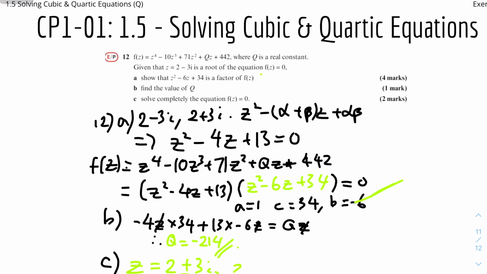And I'm just going to save some time by typing it into my calculator. So the coefficient of z squared is 1, the coefficient of z is minus 6, and the independent term is 34. Therefore, z will be equal to 3 plus or minus 5i. 3 plus or minus 5i. And these are the final answers.